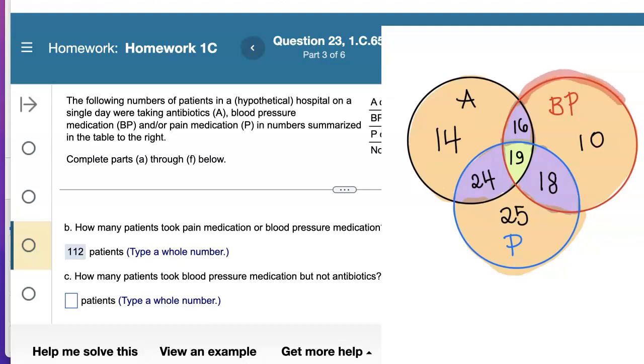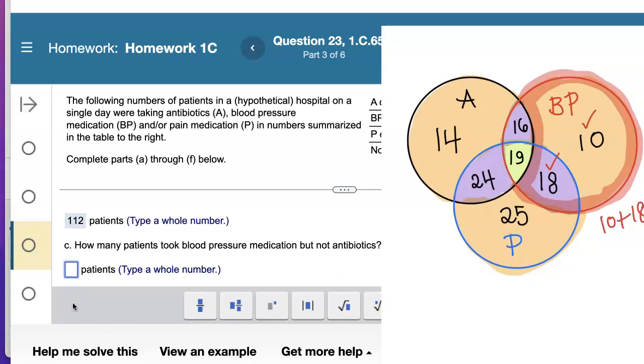But what did they say? Not antibiotics. So I want everything in BP, but anything that is inside the circle for A, for antibiotics, we don't want. So we end up looking at just that much. Okay? So let's see what are the two numbers that we are adding for this answer. So we got 10 and 18. When you add them together, you will get 28 patients.